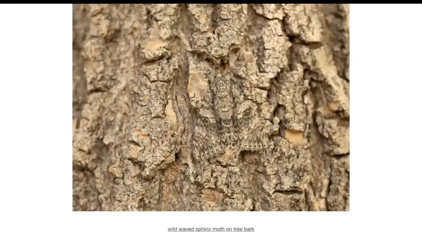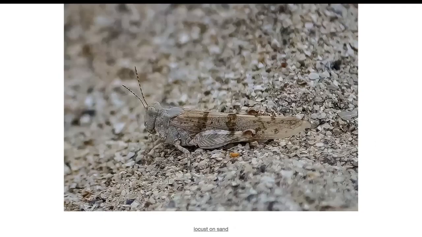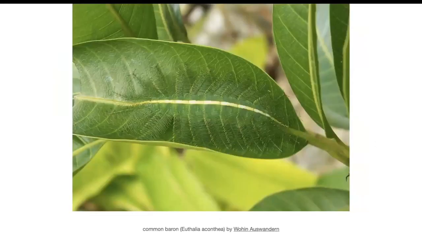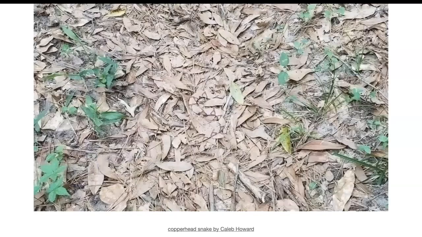Okay, so it's a quick nature show here. This is a moth on some tree bark. This is a locust, kind of a grasshopper-like creature, on some sand. This is a katydid, a green katydid with white spots on a green leaf with white spots. It's doing a good job there. This is a type of caterpillar. And it's right in the right place. Good job. There's actually a snake here in the middle.